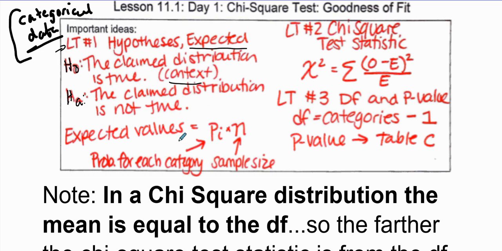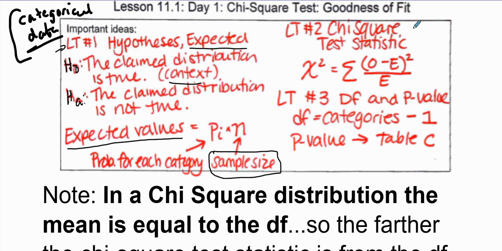Now, we're going to have some observed values from a sample we have. And then we're going to need to know what our expected values are. Because if you recall, a pie chart will have different percentages for the different categories. So we take the expected values by taking the proportion of each category multiplied by the sample size that we took. And from there, as with any test, we want to know what is expected if the claim is true.